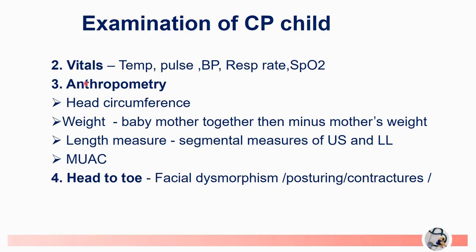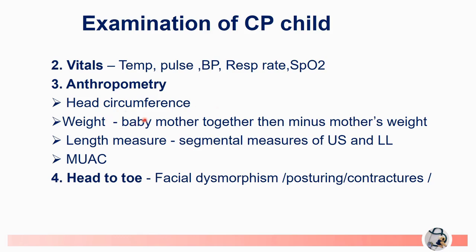After that, take the vitals as usual as you take for other children: temperature, pulse, blood pressure, respiratory rate, and then SpO2. Then do the anthropometry. This is again different for the cerebral palsy child. You take the head circumference, see if there are any head deformities there also. You can take the anterior fontanelle measurement if it is open. Then you take the weight of the baby.